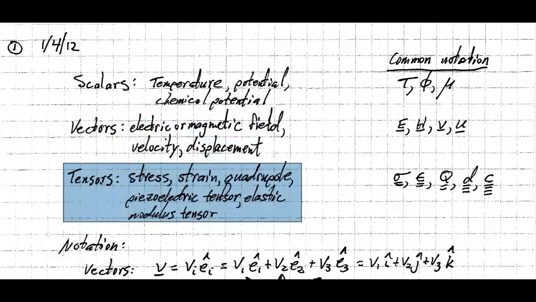vector. So tensors may be second order tensors such as stress, strain, quadrupole, third order tensor, examples of piezoelectric tensor, fourth order tensor, elastic modulus. So often in my notes I'll use an underline, two underlines for second order tensor of stress, strain, quadrupole, three underlines for third order piezoelectric tensor, four for the elastic tensor.